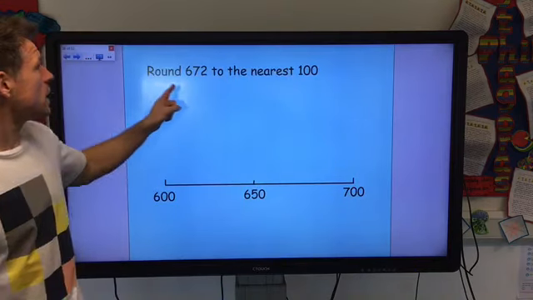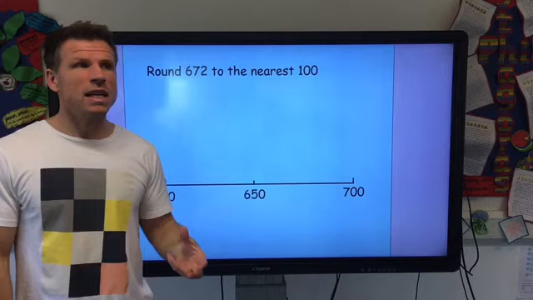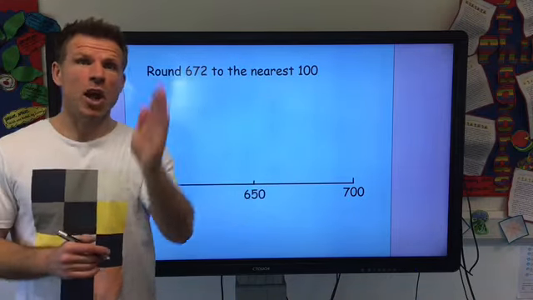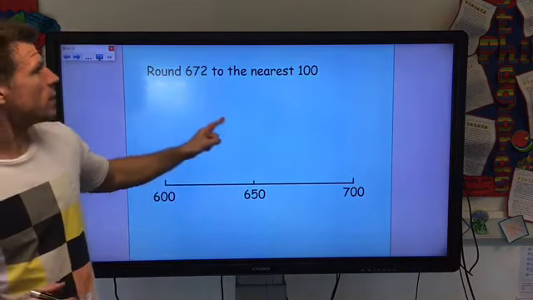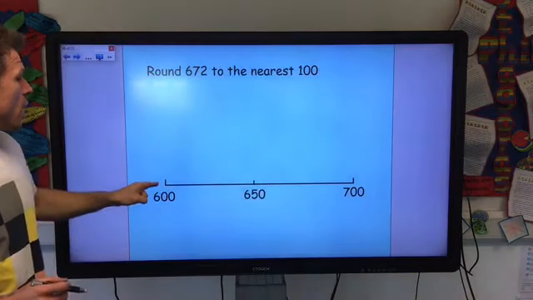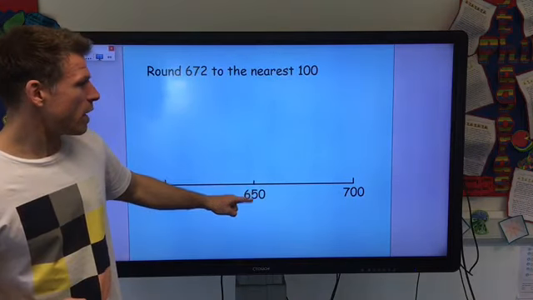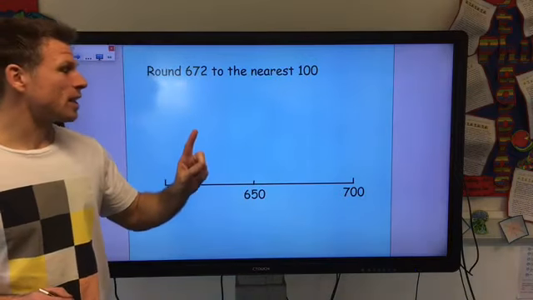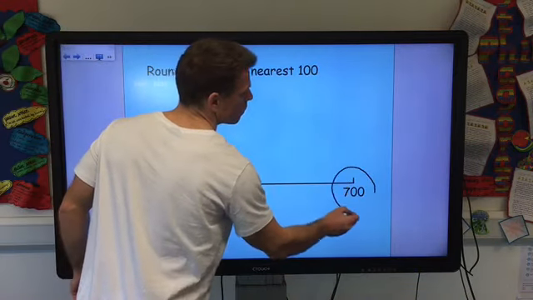Okay, so here we have the number 672. And I want to round it to the nearest 100. So when we're rounding, we're basically saying, is it closer to this number or is it closer to this number? And if it's halfway between the two, you always round it up. So hopefully you'll know 672 comes between 600 and 700. And halfway between the two is 650. So obviously, because it's over the 650, we're going to round it up. So you'd round that up to 700.